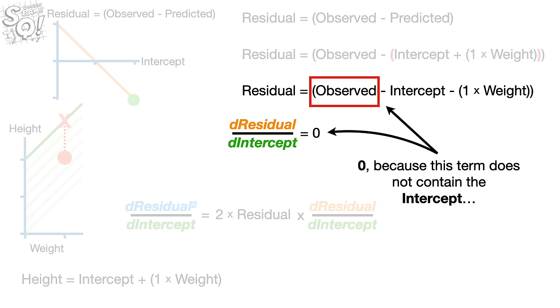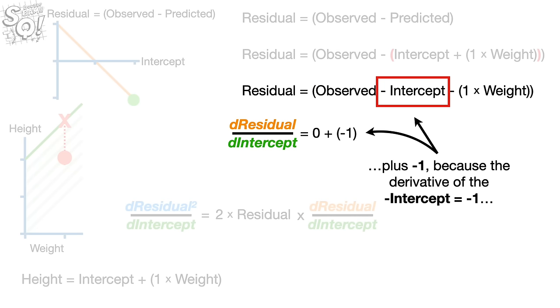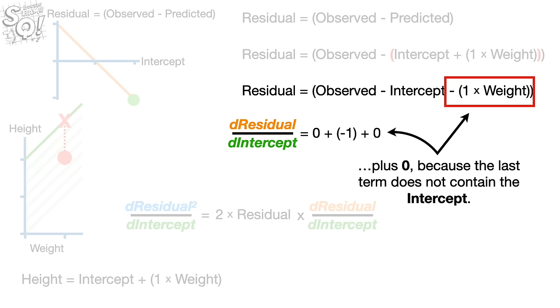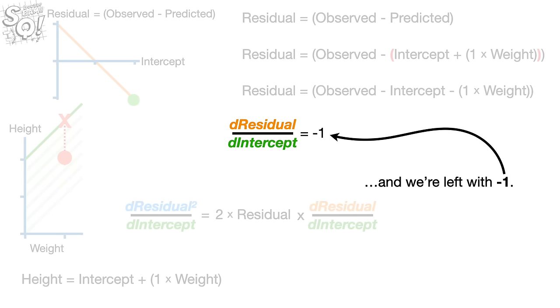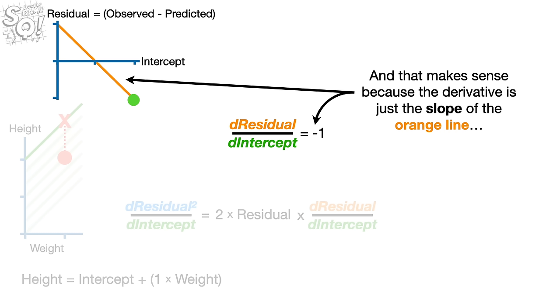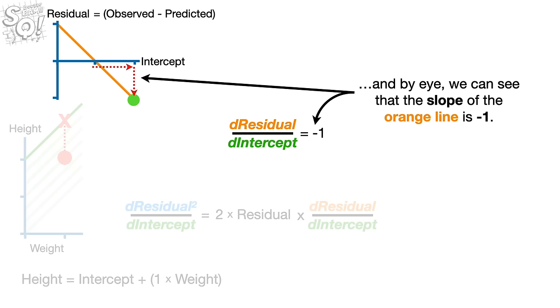0, because this term does not contain the intercept, plus negative 1, because the derivative of the negative intercept equals negative 1, plus 0, because the last term does not contain the intercept. Now do the math, and we are left with negative 1. And that makes sense, because the derivative is just the slope of the orange line. And by eye, we can see that the slope of the orange line is negative 1.